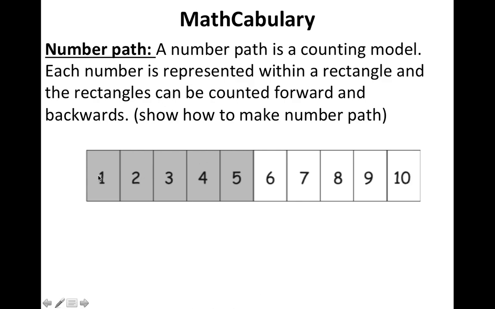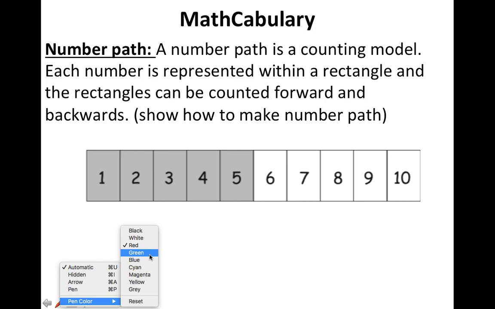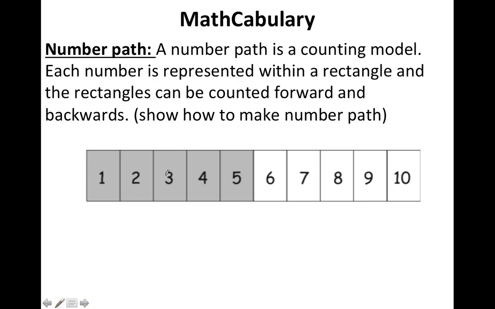Just like right here, I have a big rectangle and there are small little compartments. There are little rooms for each number. And we are going to learn how to count forward and backward. So remember, in the objective, it says that we're going to count forward and backward. So the way it would happen is like this.